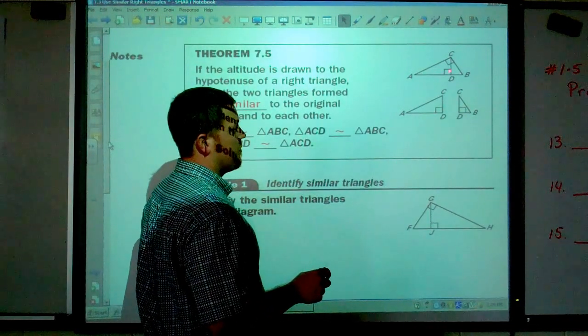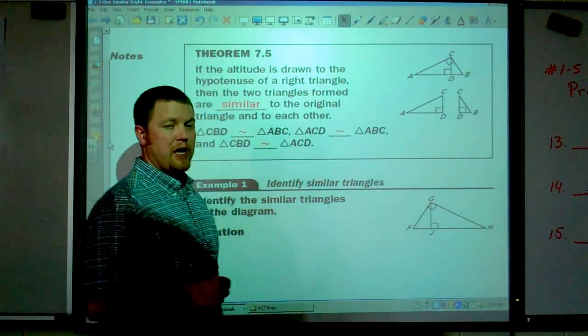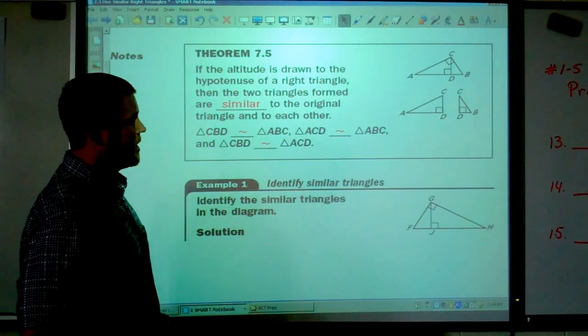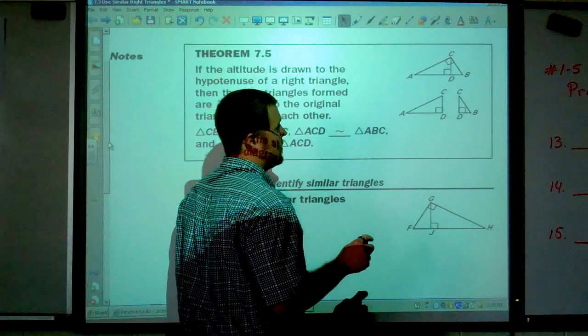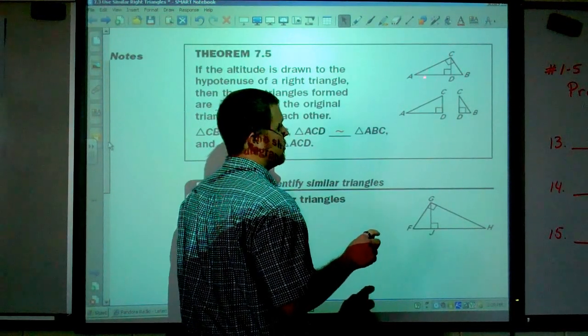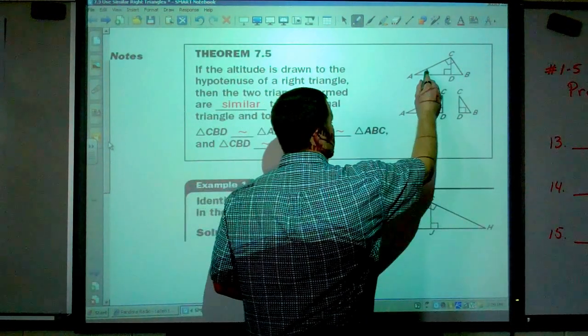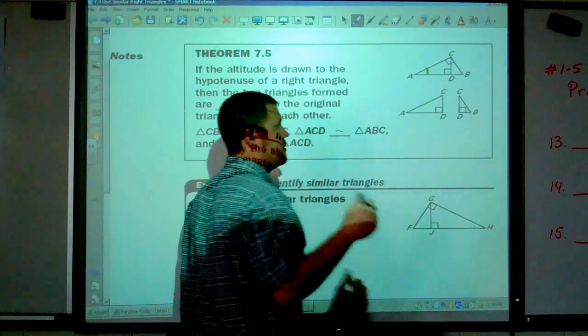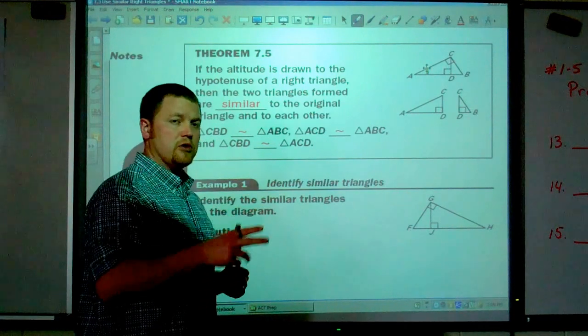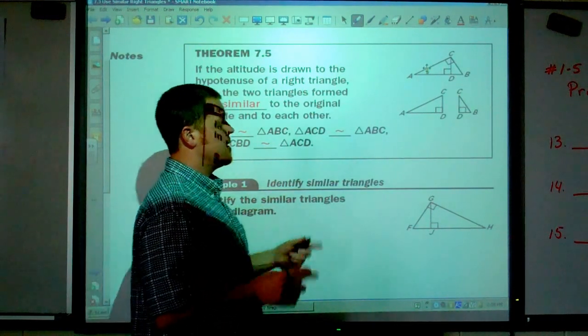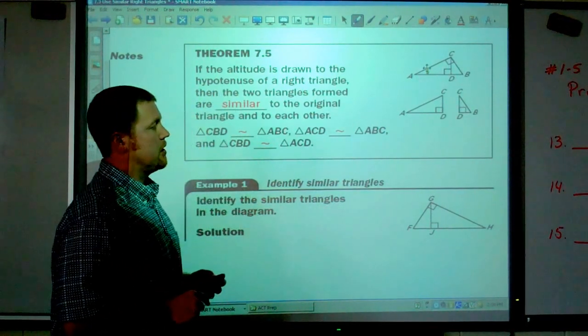Because they have the right angles congruent, all three of them have a right angle, so those angles are all congruent to each other. And then if we look at triangle ABC and triangle ADC, those two triangles are sharing angle A. So not only do they have the right angles congruent, but they're also sharing angle A. So right there, those two triangles are similar, by angle-angle triangle similarity.